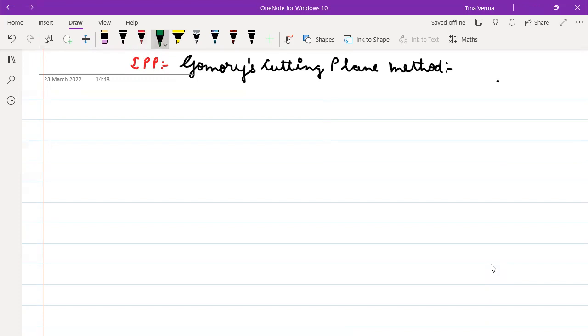like if you have 7/4, right? This is 1 point something, and then we can write this as 1 + 3/4. How do we write this? If you remember in your junior classes, when you divide, this is your divisor and this is your dividend, right? Here your quotient comes and here your remainder comes.